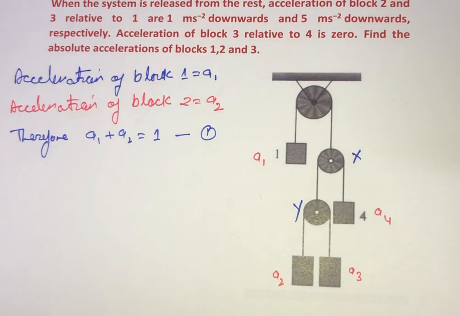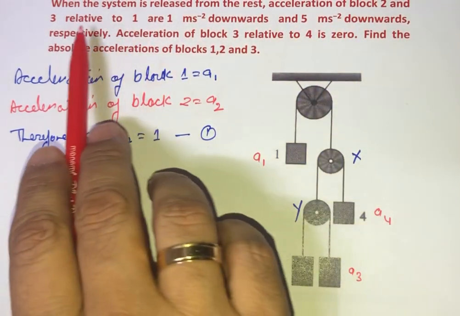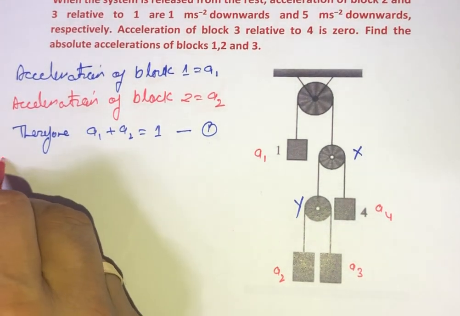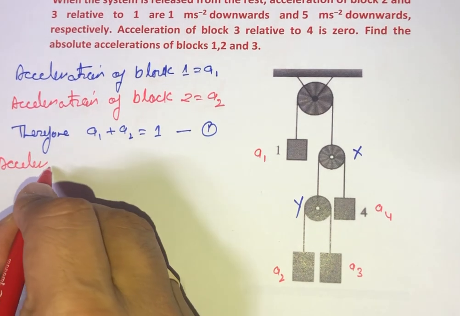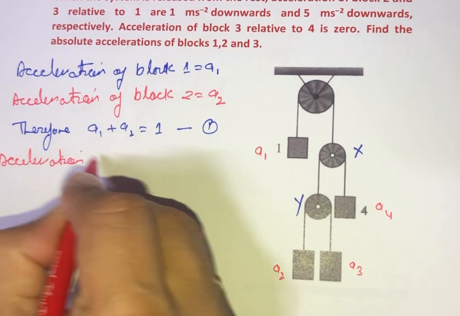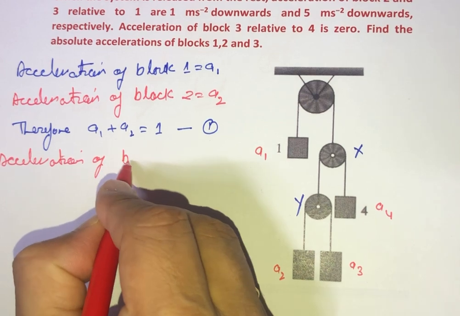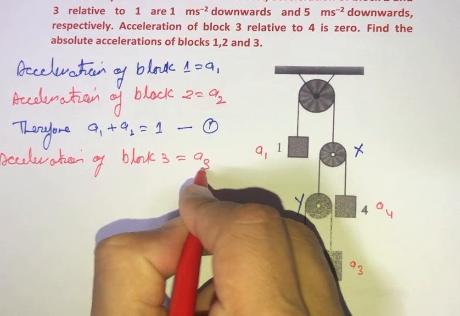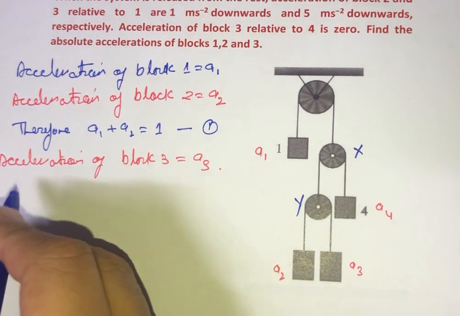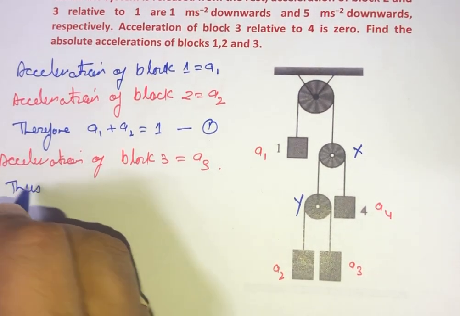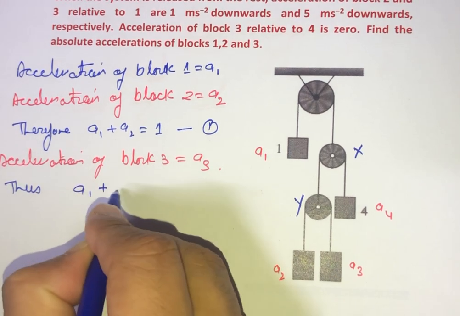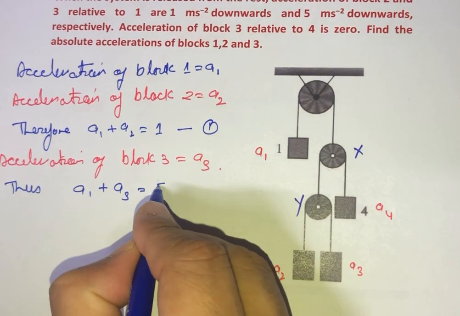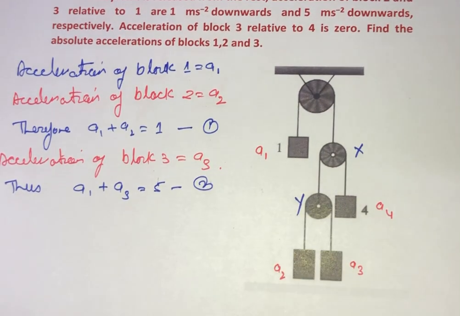And in the second part, acceleration of block 3 with respect to block 1. Okay, so we write acceleration of block 3 is a3. Thus we get a1 plus a3 is also given as 5. Let us call this equation number 2.